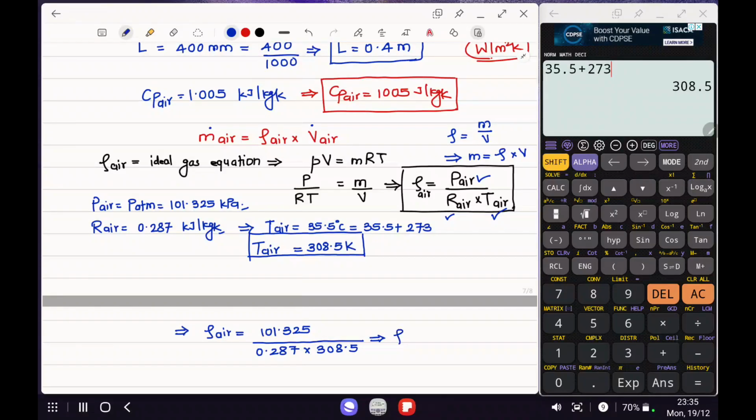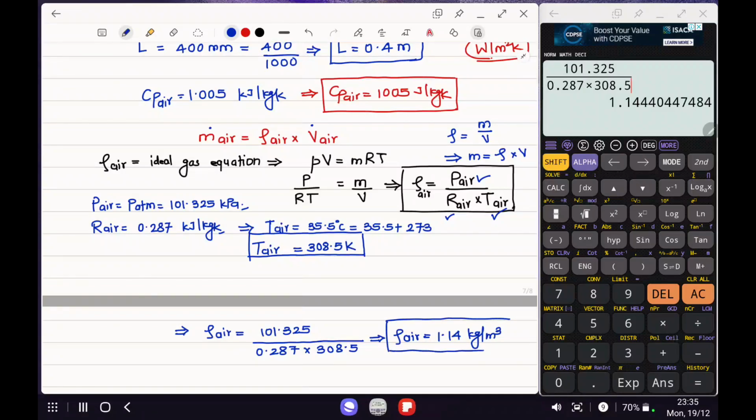So density of air, I will do it in the calculator in front of you. 101.325 divided by, sorry, actually I am habituated to the old calculator. So 0.287 multiplied by 308.5. So 1.14 kg per meter cube is the density of air. Remember, if you are putting pressure in kilopascal, then the value of R must be in kilojoule per kg Kelvin and temperature must be in Kelvin itself.